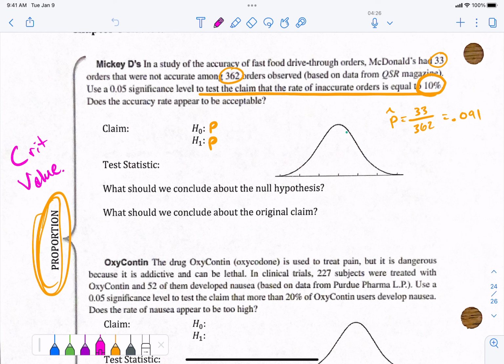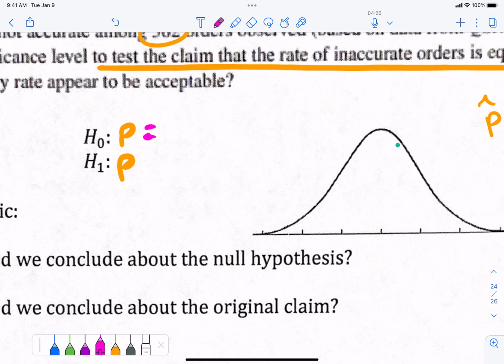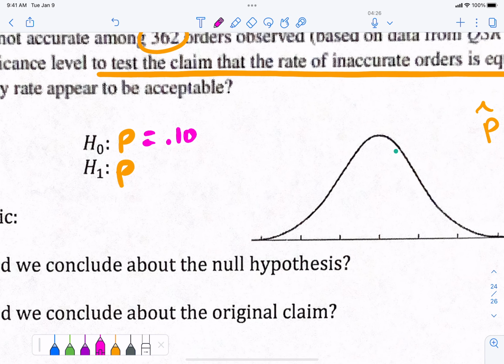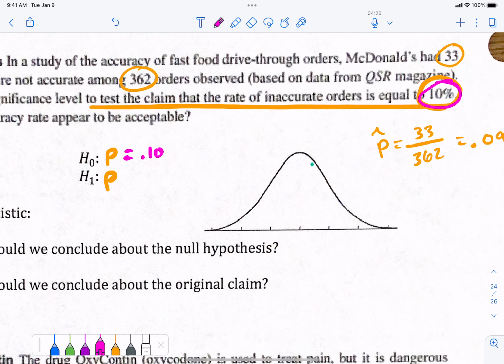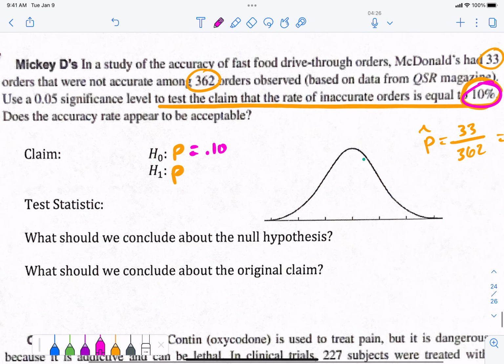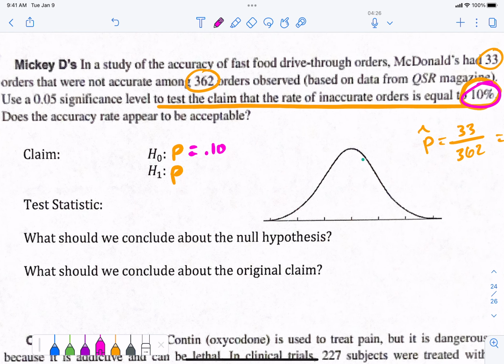Okay, all right, here we go. Here's where we left off. We know that we're in a proportion because we're doing percentages. What is P? We always start with P equal to. On the top, H naught, P equal to 0.1, that's our claim. We're claiming 10%. Now, is the bottom one greater than, less than, or not equal to? Not equal to, because they don't say greater than or less than, so it's just equal to, not equal to. Which one does the claim go with? The top, H naught.